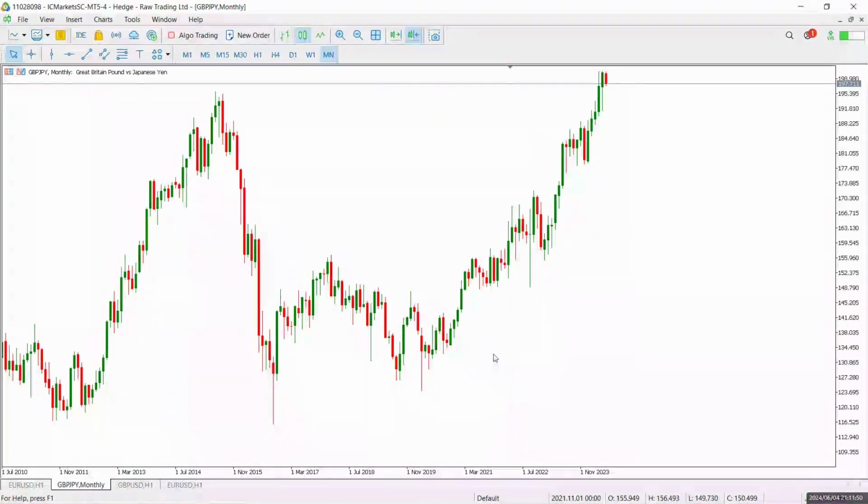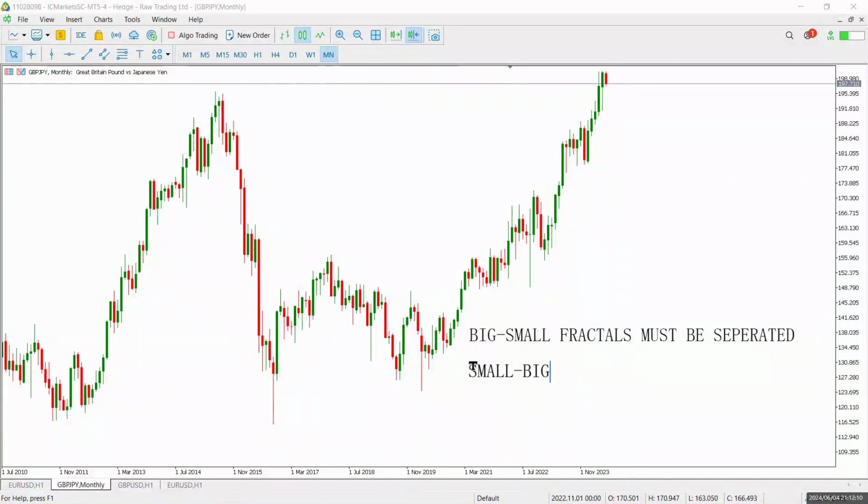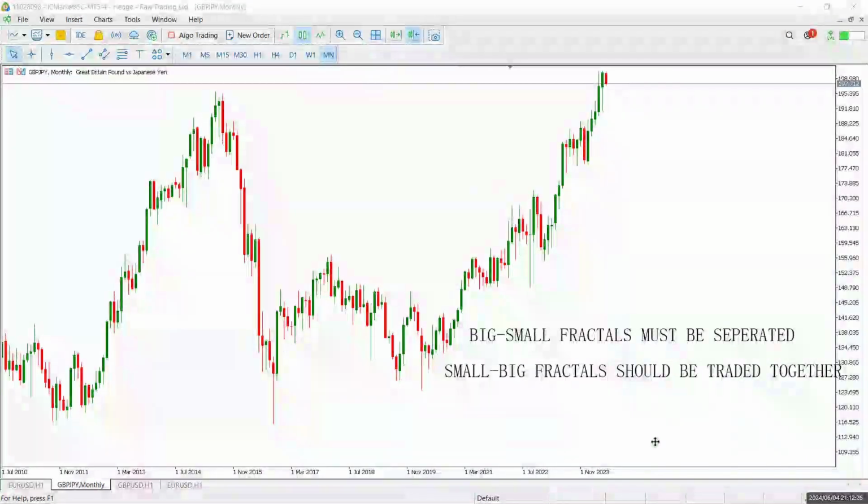Okay, and the rules of fractals say that big to small fractals must be separated, while small to big fractals should be traded together. So big to small fractals must be separated, while small to big fractals should be traded together.